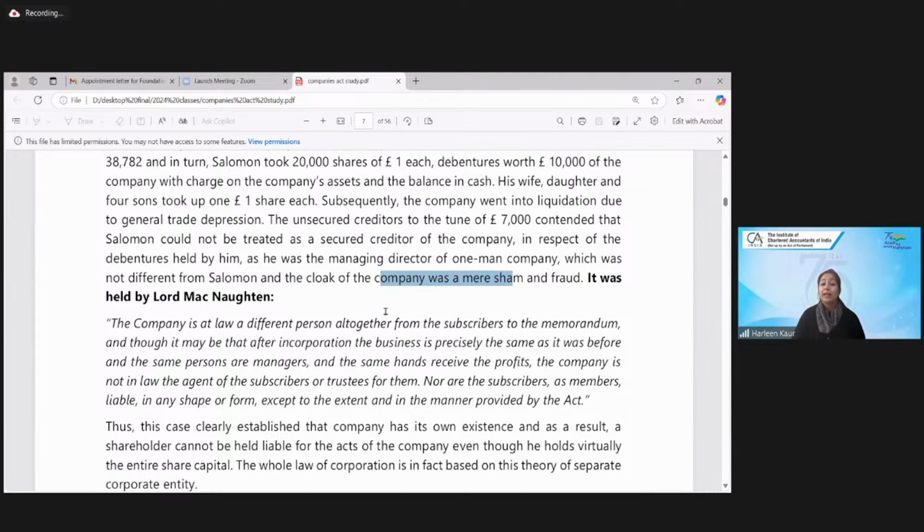The Supreme Court held that the company is different from the subscribers. Though after incorporation there may be the same persons who are the managers receiving the profits, they are not the agents of the subscribers. The company is not the agent, meaning there is no mutual agency relationship. Where was the mutual agency relationship? In partnership, we have studied about the mutual agency relationship, children.